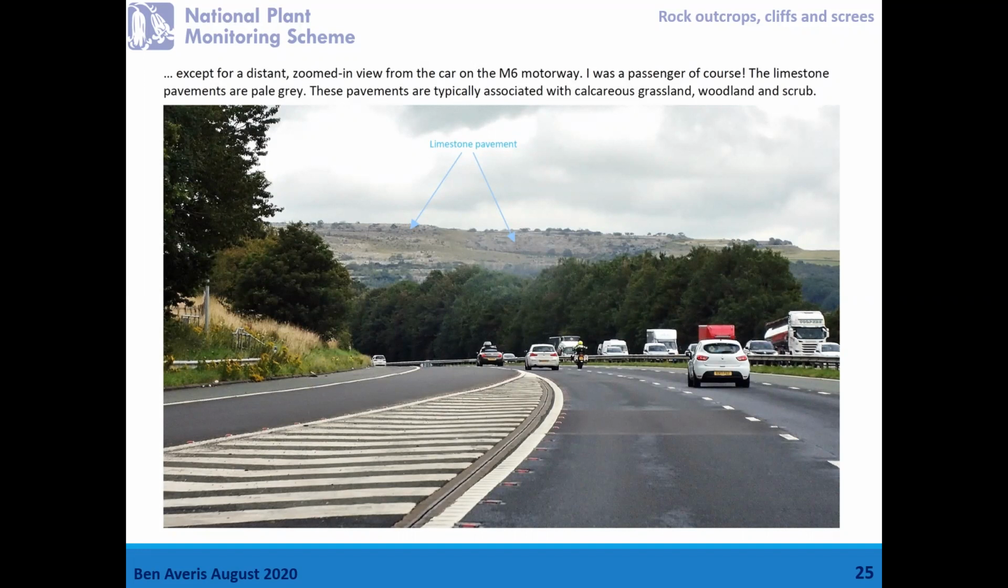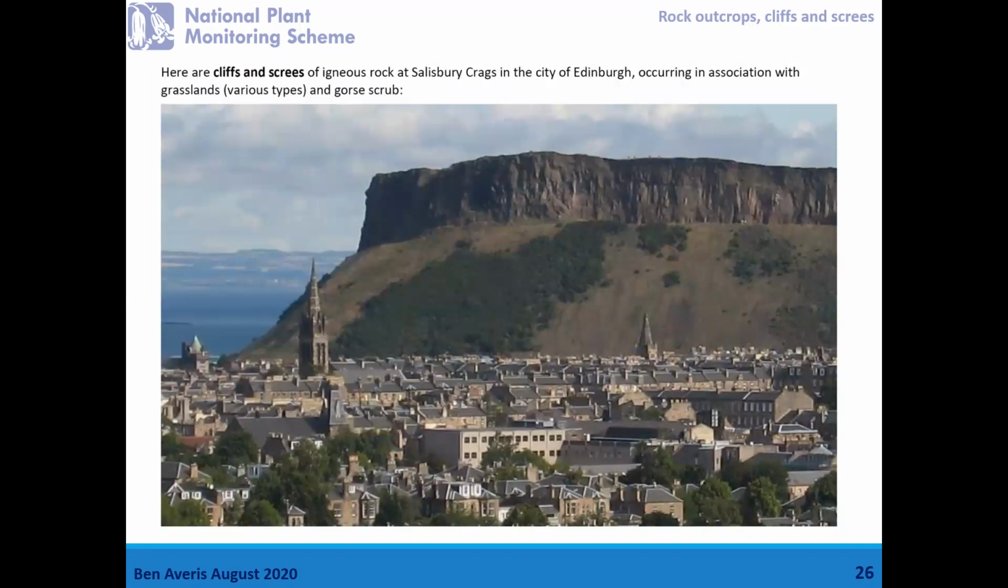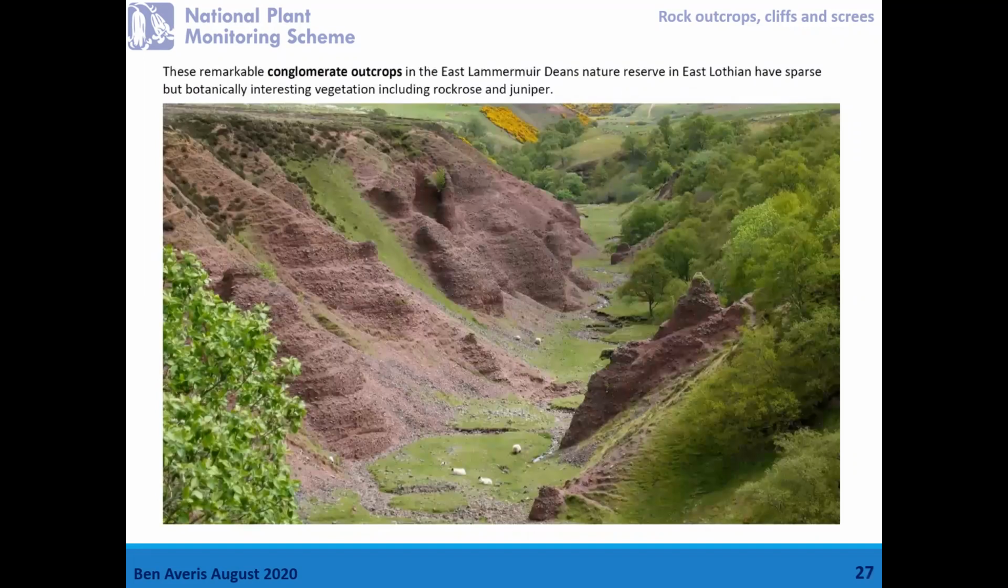And the next picture is very different, more basaltic igneous rock cliffs and screes there among grasslands and gorse scrub in Edinburgh. And the picture after that has some unusual looking rock formations, rock habitats among grasslands. These grasslands range from acid to calcareous grasslands and woodland and bits of heath in a place not very far from here in East Lothian in Scotland. A sort of conglomerate rock outcrop with an interesting flora in them.